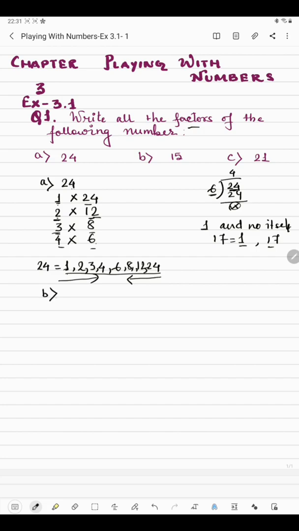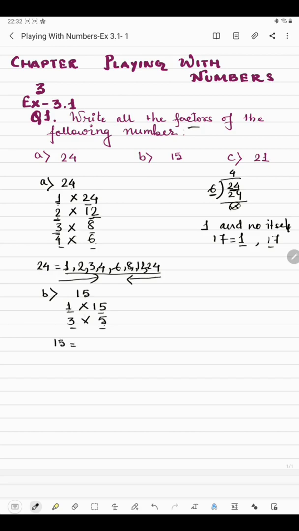Now coming to B part. Here we have 15. Now we'll start from 1 again. 1 15s are 15. Means 15 divided by 1 is 15. So these are the two factors of 15. Now after 1, 2 comes, and 15 cannot be divided by 2. So we'll take 3 because in 3's table 15 comes. So 3 5s are 15, right? These are the factors of 15. Now after 3, 4 comes and 15 cannot be divided by 4, and 5 is already there. So that means these are the factors of 15.